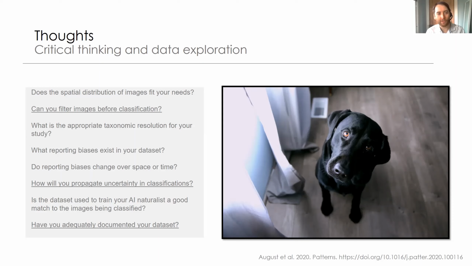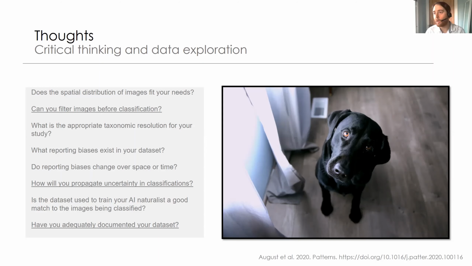What's the appropriate taxonomic resolution for your study? Because it might not be species, in which case you might be able to use classifiers to classify to a higher or lower taxonomic resolution, whichever way you look at it. Another thing that's important is to think about how to propagate uncertainty. So these classifiers are outputting a metric that can be thought of like a probability. And so how do you then propagate that probability through into your analysis?